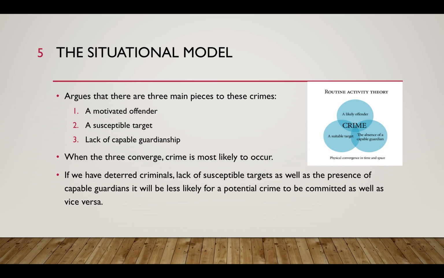A susceptible target is a person who appears vulnerable to the motivated offender. Capable guardianship consists of people who can prevent the crime, as well as surveillance systems that can also prevent the crime. So if we have deterred criminals, a lack of targets, as well as capable guardians present, then it will be less likely for a potential crime to be committed, and this also works the other way. If we have motivated criminals, an influx of susceptible targets, as well as a lack of capable guardians, then crime is most likely to take place.